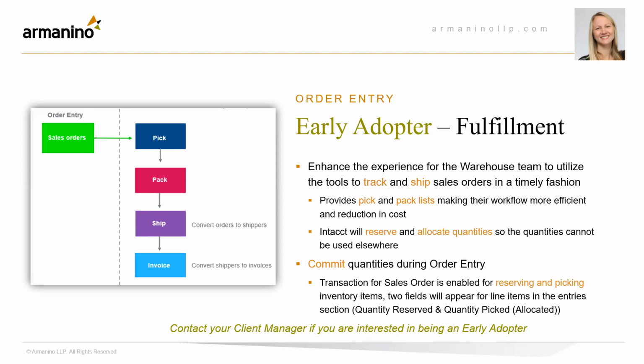And then transaction for sales order is enabled for reserving and picking inventory items. Two fields will appear for line items in the entry section, which is quantity reserved and quantity picked or allocated. So this is really, really exciting if you have a really complicated sales process. All right.